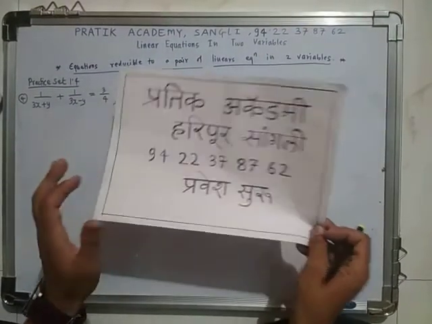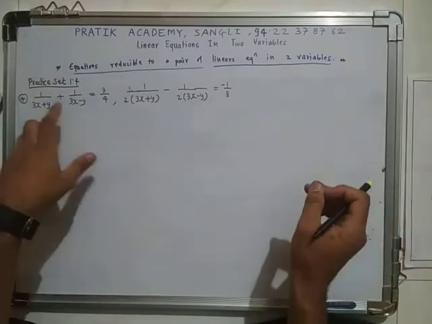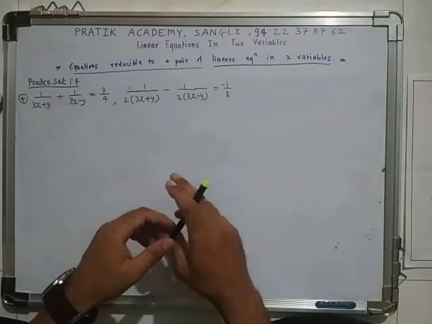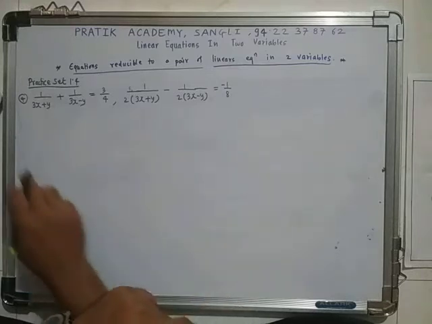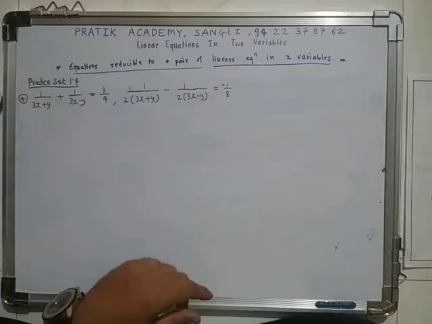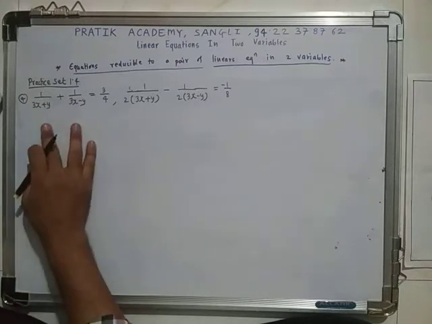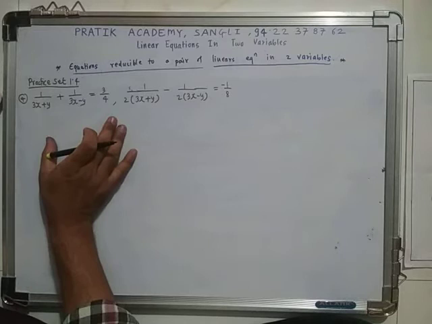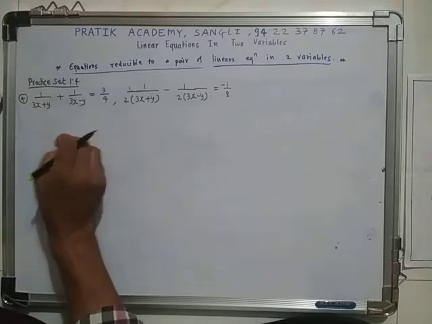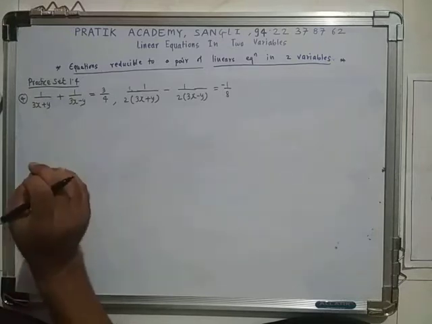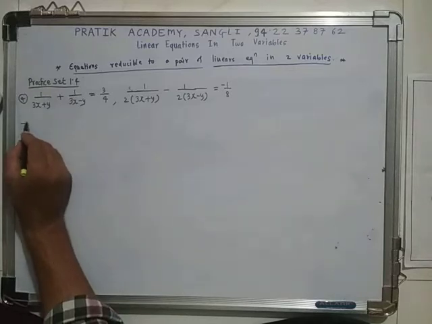In the previous video, we started some numericals from practice set 1.4. Now let's continue with the next numericals. So this is numerical number 4 from practice set 1.4. Again, this pair of equations is not linear initially. We have to convert these equations to linear by some proper adjustment. How to do that? Let's see.